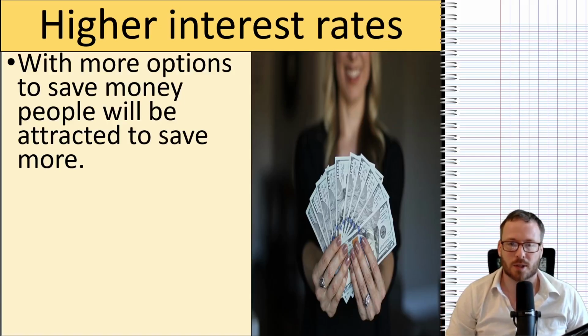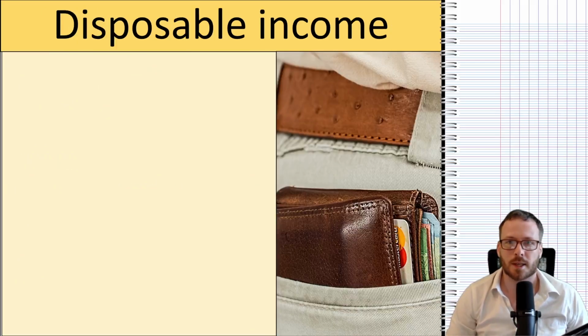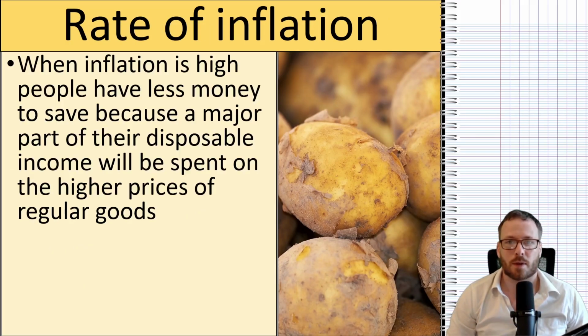So we have our high interest rates. If the bank give you 8% a year cash, you're going to want to save more. The opportunity cost of not putting it in the bank gets higher. Disposable income. Again, this determines how much you spend and how much you save. The more you have, the more you save. Rate of inflation. With high inflation, you might have to spend more and save less because you've got no choice, especially if things like potatoes and rice go up in price.